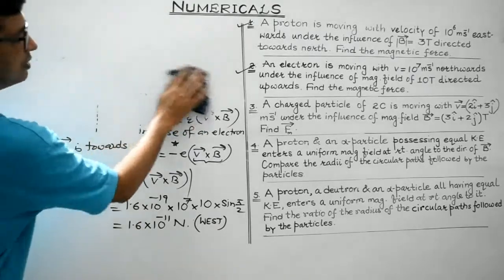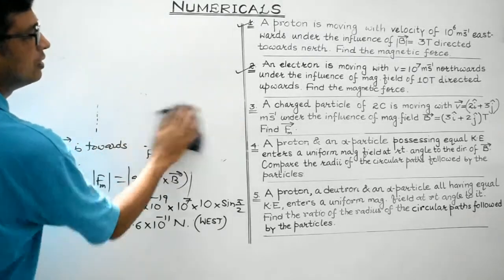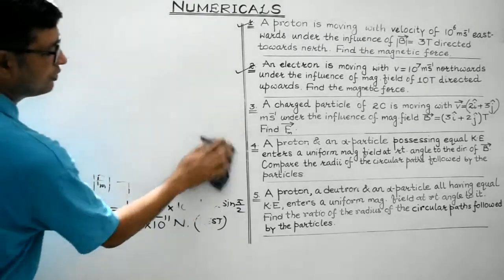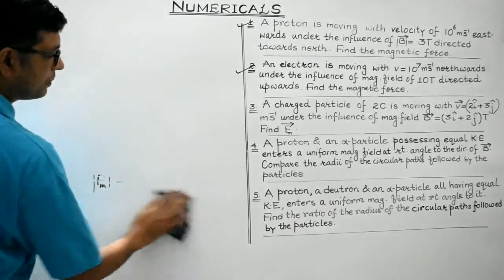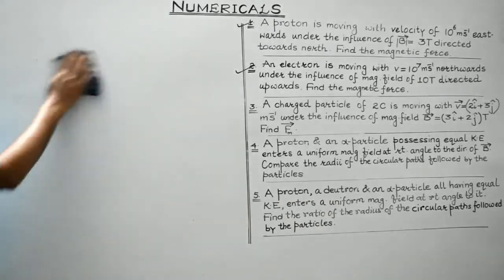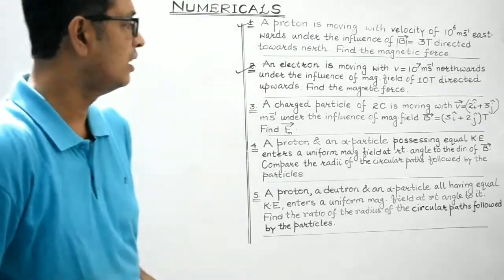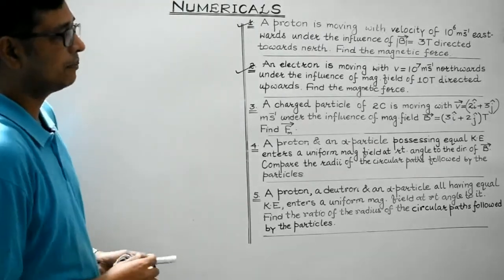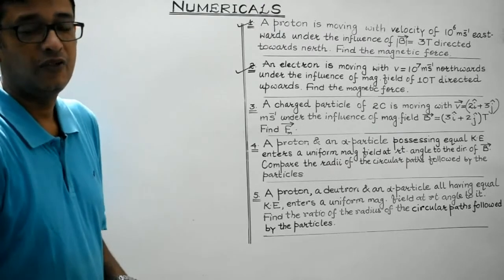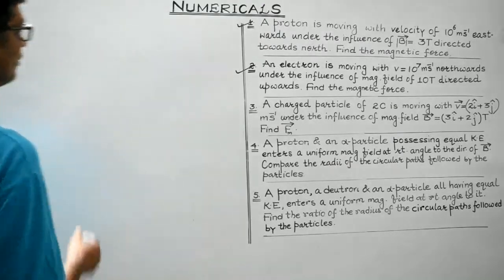A charged particle of 2 coulomb is moving with a velocity of 2i cap plus 3j cap meters per second under the influence of a magnetic field, which is again given in rectangular components, 3i cap plus 2j cap Tesla. We are supposed to find the magnetic force, right?